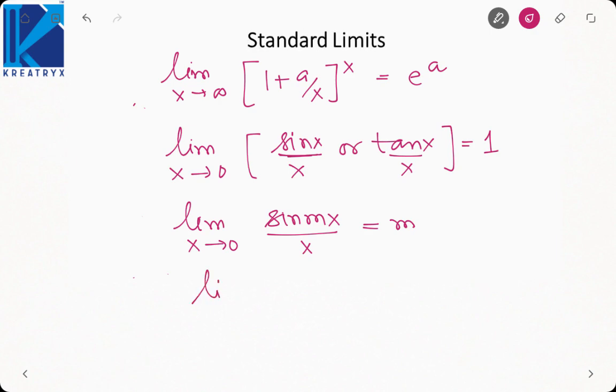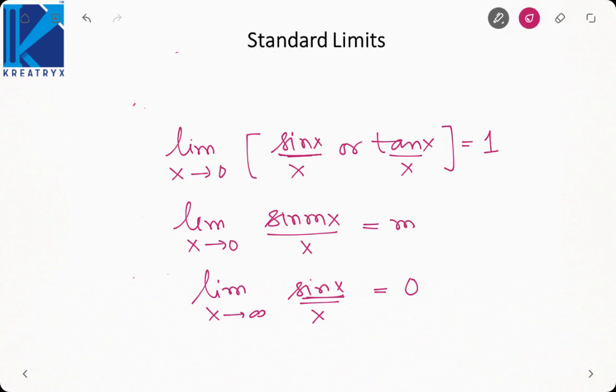Then limit x tending to infinity of sin x by x. As we know, sin x is a bounded function, that is, it always oscillates between -1 and 1, whereas x is unbounded, it can go from 0 to infinity. So their ratio will come out to be 0, because even sine of infinity cannot go beyond 1.